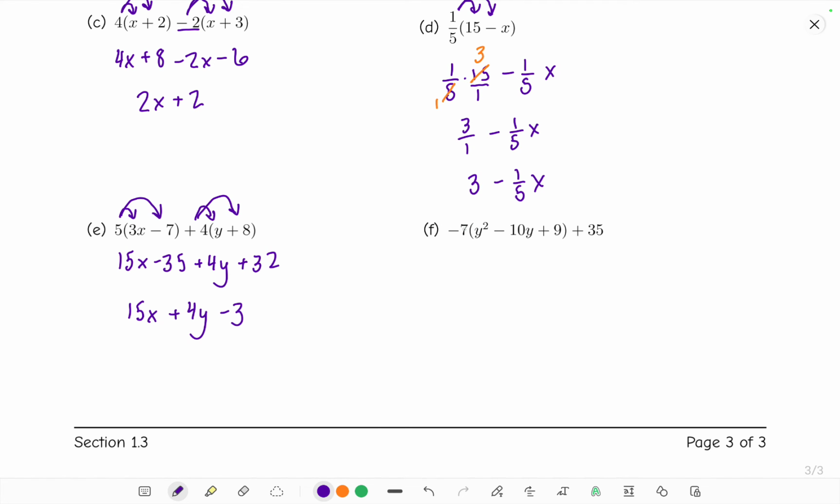Now for F, be careful because we're distributing the negative 7. You only distribute it to the parentheses, not to the 35 at the end there. So negative 7y squared plus 70y, and see negative times a negative, that's why that turned to a plus, minus 63 plus 35, and then only the negative 63 and 35 are like terms, so we combine those to get negative 7y squared plus 70y minus 28. And that is it for section 1.3.